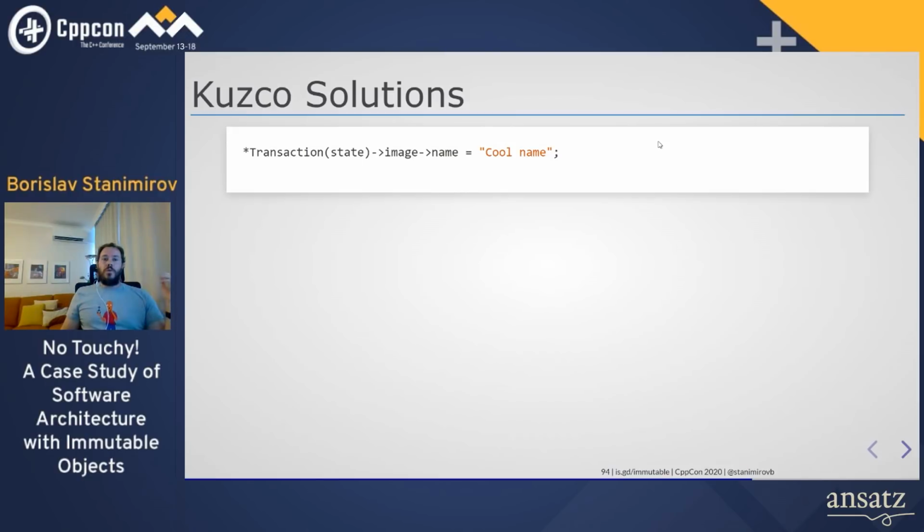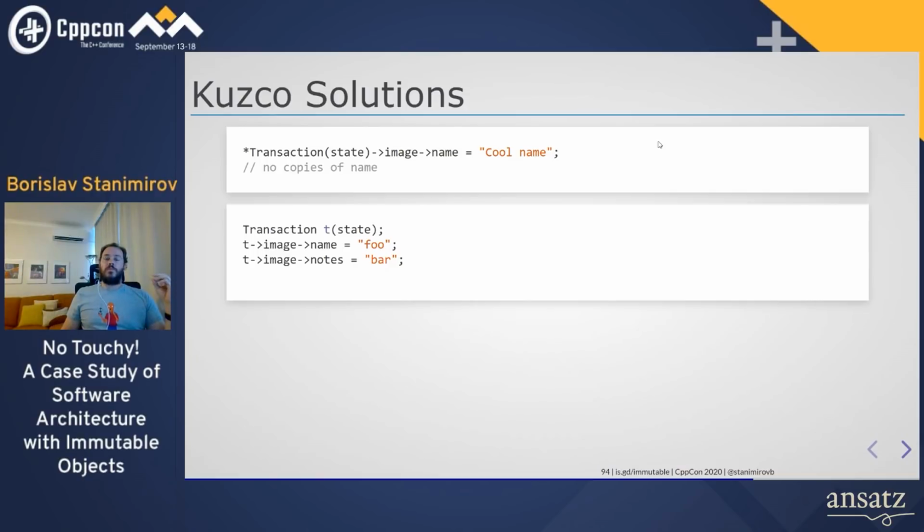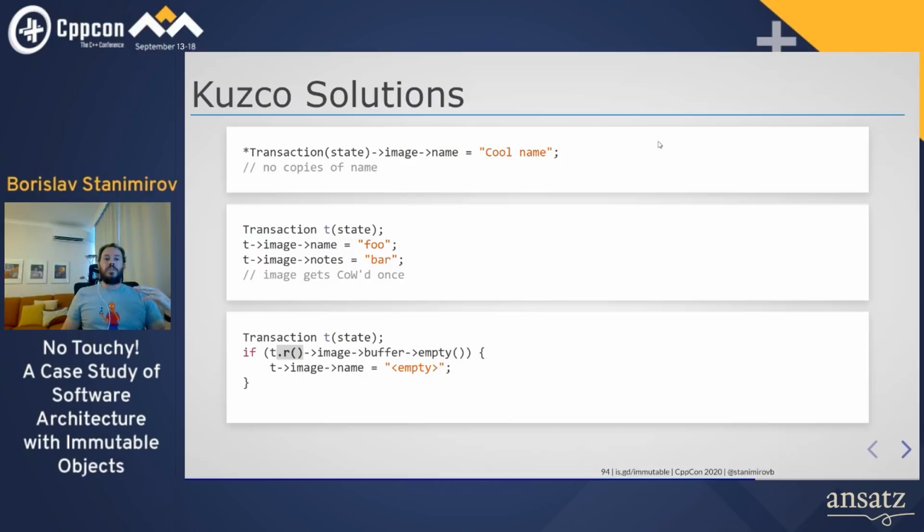Thanks to Cusco though, when we have this transaction, it overloads the assignment operator, so it won't copy-on-write if you assign. It uses some clever tricks with copy constructors, so it basically knows when an object is already copy-on-written inside of a transaction. So image will only get copy-on-written once in this case.